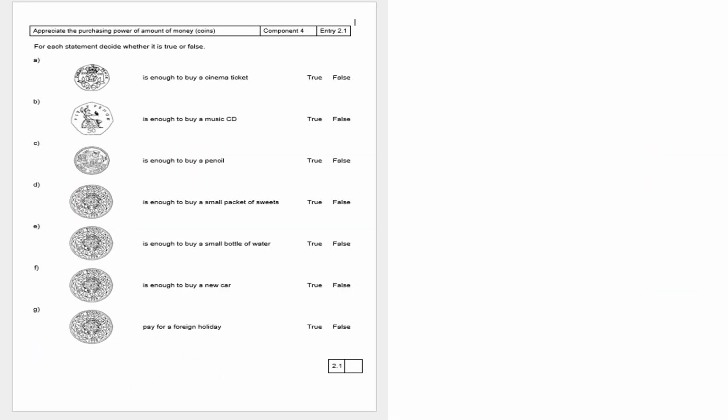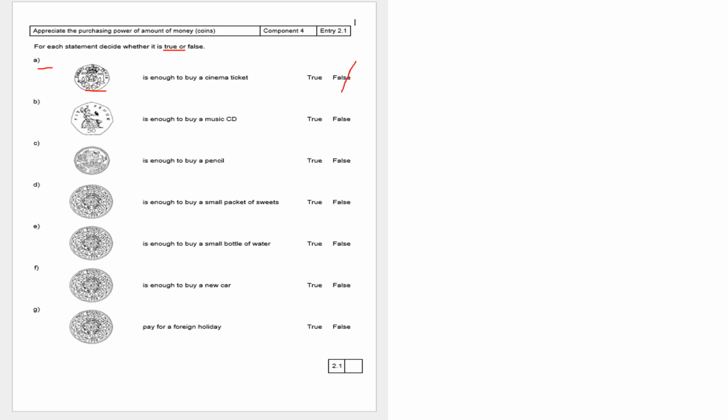Now looking at entry 2.1 component 4, appreciate the purchasing power of money. This is understanding the value of money, understanding how much things are worth, product wise or service wise, in a typical marketplace. For each statement, decide whether it's true or false. For part A, 20 pence is enough to buy a cinema ticket. Well, that's false. The cinema ticket is normally more than that.